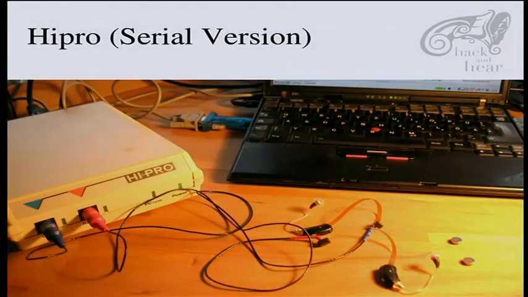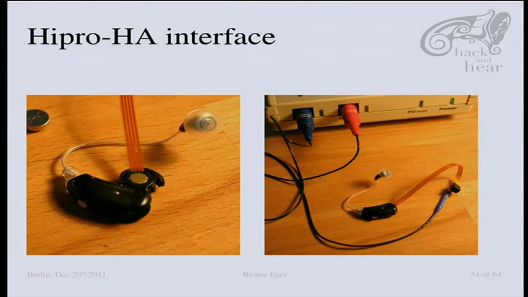Of course, some of this hardware ended up in my hands. This is a serial Hi Pro. It looks really fancy, like a modem from the 80s. It's connected via serial, and you connect the hearing aids to it. I have some closer pictures for that. You take out the battery and put in a small cable which has a contact the size of the battery, a very flat cable. This is connected to a bigger cable, and that is connected to the Hi Pro.